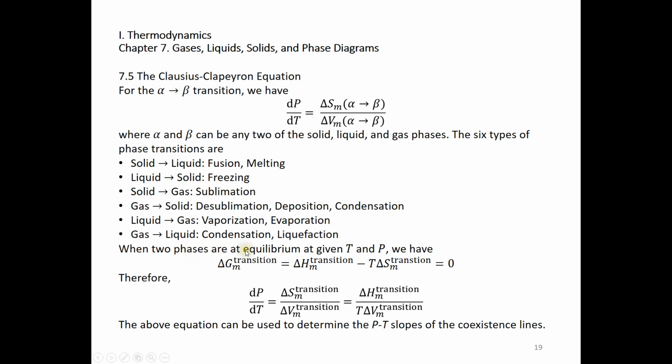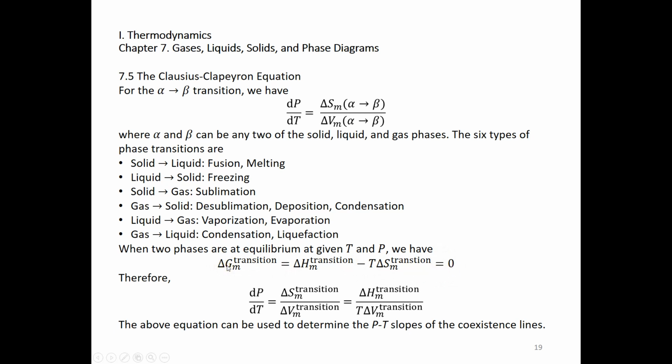When 2 phases are at equilibrium at a given temperature and pressure, we have this equation. Since the Gibbs energy has reached the minimum, the molar Gibbs energy of the alpha phase equals the molar Gibbs energy of the beta phase, and then there's no further change to this molar Gibbs energy of the substance. It's already reached the minimum, and therefore we have delta G of the transition is equal to 0, or delta G sub m of the transition is equal to 0.